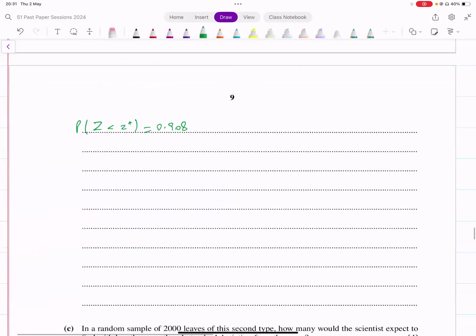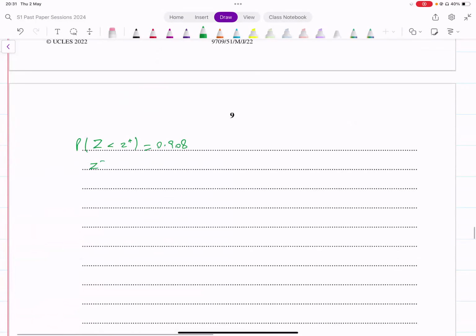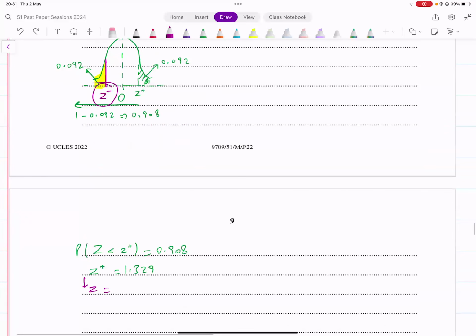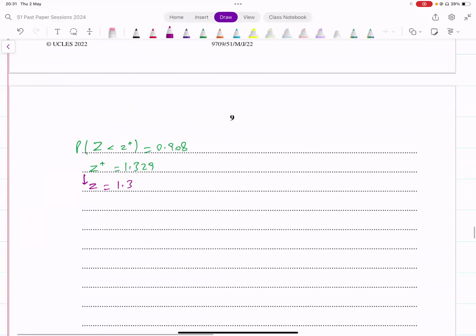Let me go back there. And now we say the positive z value is 1.329, but the actual z was supposed to be negative. So we say the actual z value, which was a negative value, is equal to negative 1.329.